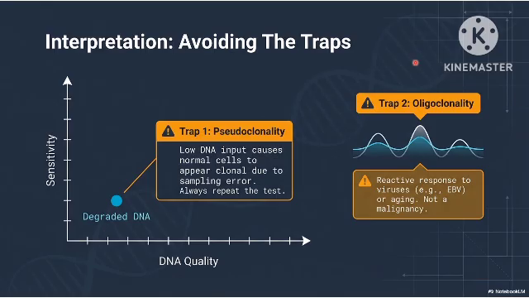So you have to know a few traps. If you give low DNA input, normal cells appear clonal due to sampling error. That is called pseudo-clonality. You have to always repeat the test to see whether the peak which you have got is reproducible or not. If it is not reproducible, it confirms that it is a pseudo-clonal peak. And in aging also, and in EBV infections, you see some two or three peaks like this, oligoclonal peaks. So this is also not malignancy. You should be very cautious while interpreting the results.